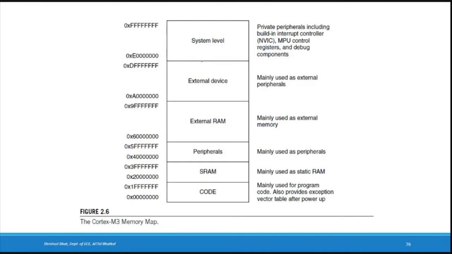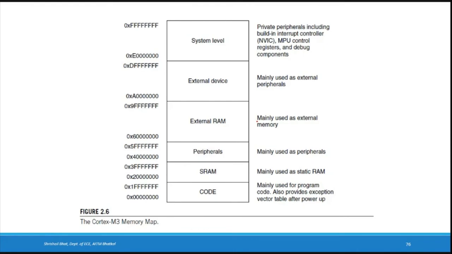DFFFFFFF. Then at the top level, half GB is for system level components, like private peripherals: the built-in nested vectored interrupt controller, memory protection unit control registers, and debug components. All these are mapped in the system level, at the top half GB. So half plus half plus half is 1.5, plus 1 is 2.5, plus 1 is 3.5, plus half. Totally it is 4 GB of memory space. It is predefined, a predefined memory map for different functions.